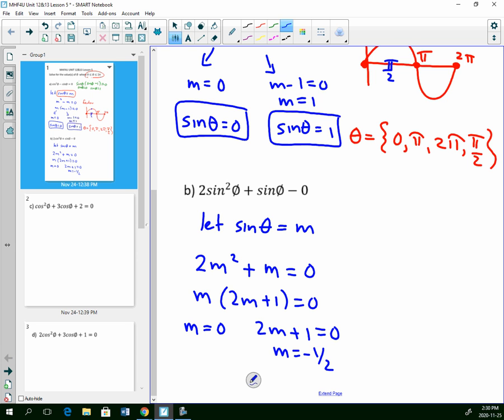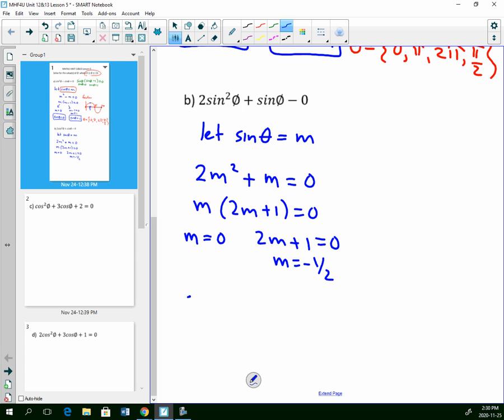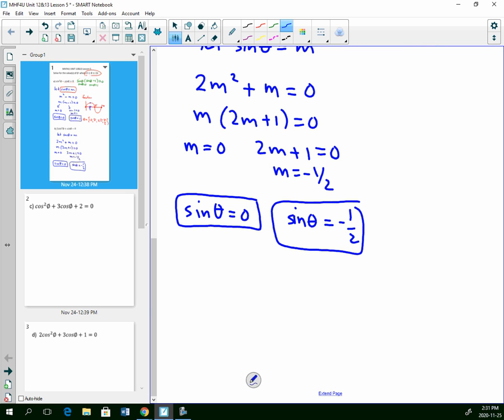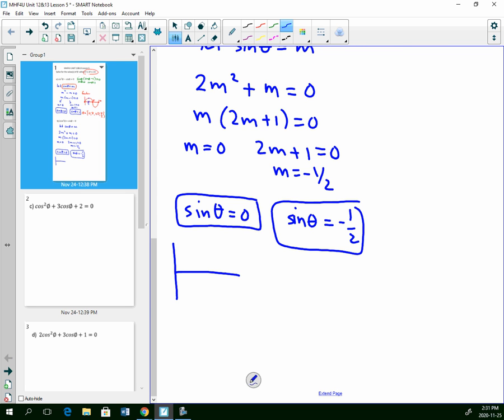And then we need to put the sine theta back. Don't forget to put the sine theta back. So sine theta equals 0, and sine theta equals -1/2. Those are my two factors. Now I have to solve for both of those. Sine theta equals 0 is found on the graph. Where is it at 0? At 0, pi, and 2 pi. So that goes in the solution set.